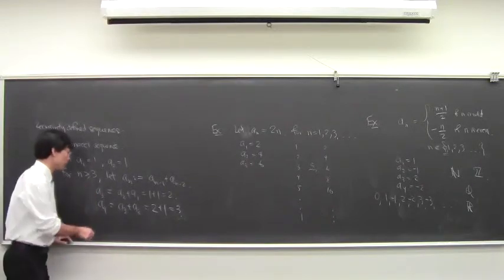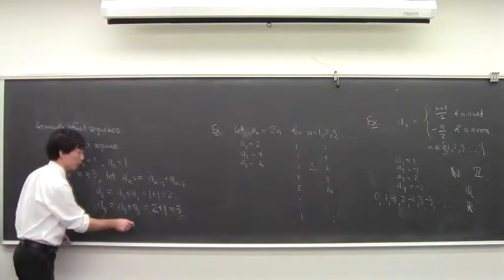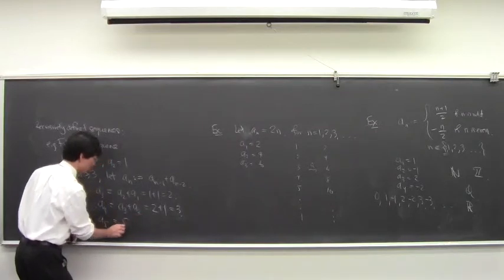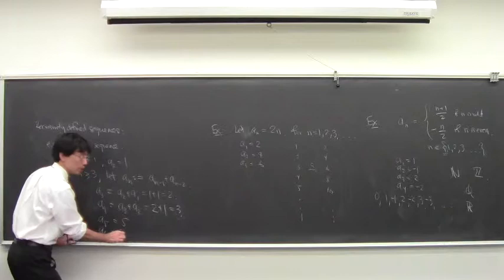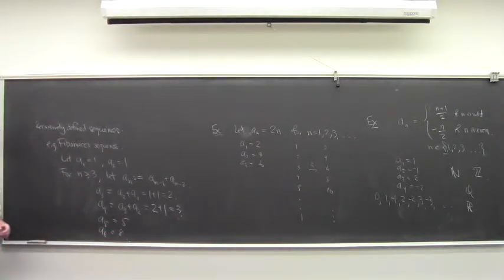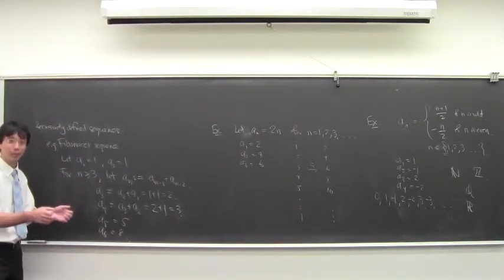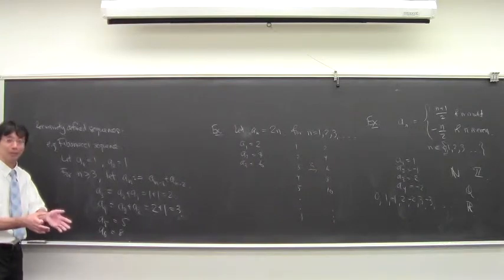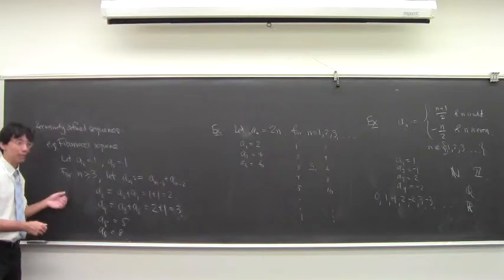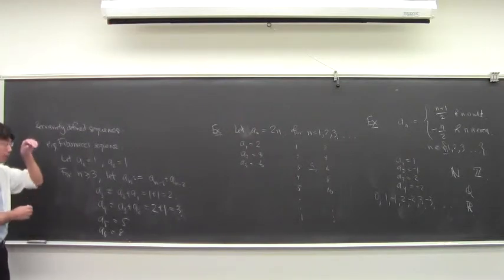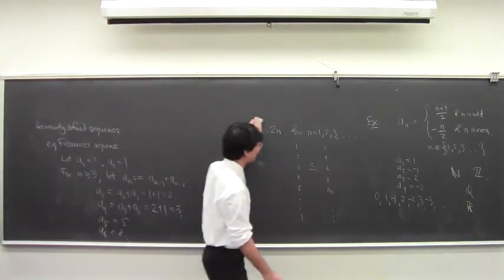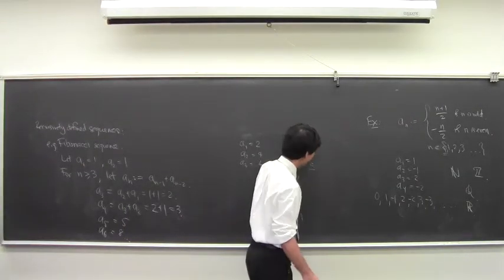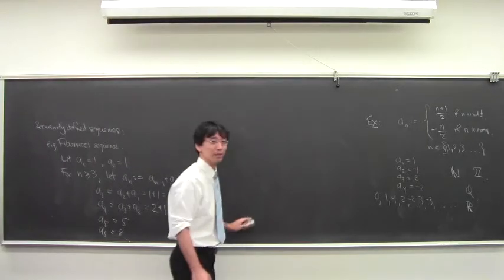A5 is going to be the sum of its two predecessors. A6 is going to be the sum of its two predecessors, and so on and so forth. But you can't just jump to somewhere and say, tell me what the 1000th Fibonacci number is. Although there are ways of making guesses. At least you can estimate the size and stuff.